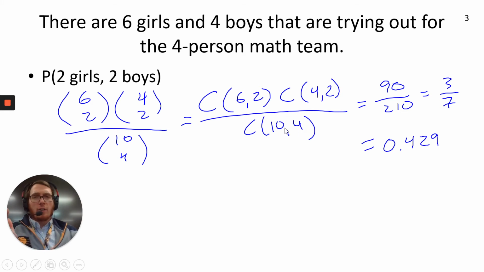The numerator, though, takes each subgroup and says, how many of each subgroup do you want? So for this question, there's 6 girls to choose from, and I want 2 of them. There's 4 boys to choose from, and I choose 2 of them. All you're saying is, I want to make sure we separate the groups and say, of the girls, I want 2, and of the boys, I want 2. So that's just 6 choose 2 and 4 choose 2, and you multiply all that together and divide by the total. And you end up with 3/7 as an answer, or 0.429.